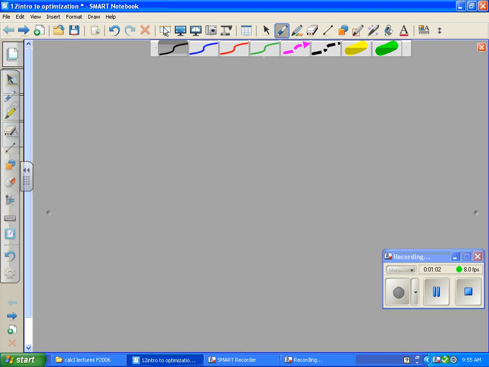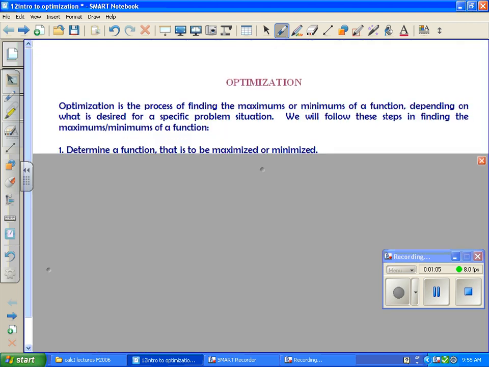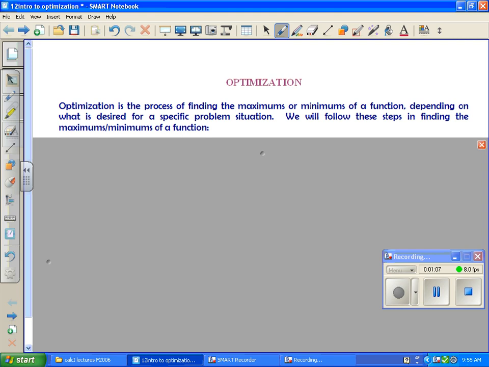Okay, let's take a look at the steps of optimization. So basically, optimization is the process of finding maximums or minimums of a function depending on what is desired. For example, if you have a limited amount of material and you're going to create a can, let's say, from that material, maybe your question is, what should be the dimensions so that I maximize the volume? You're trying to create as large of a can as possible from limited resources.